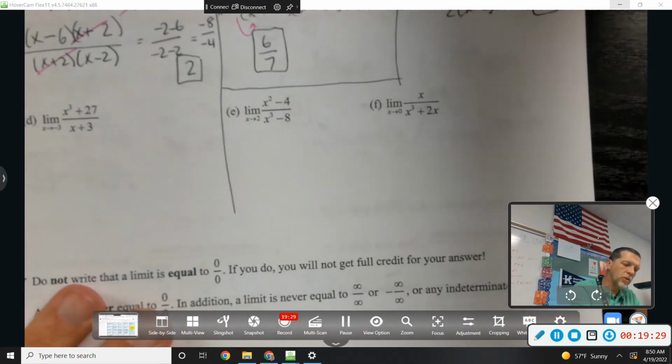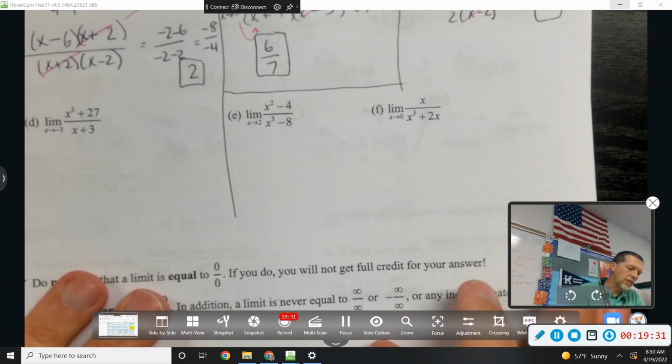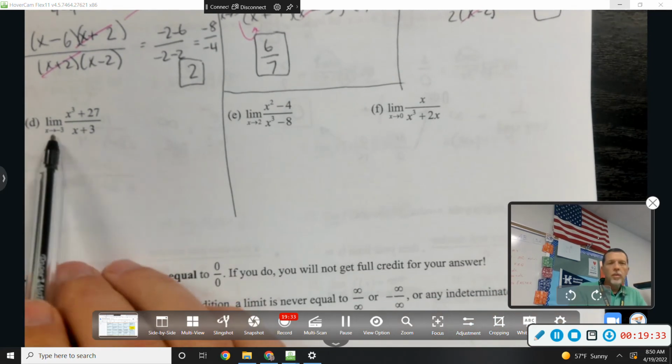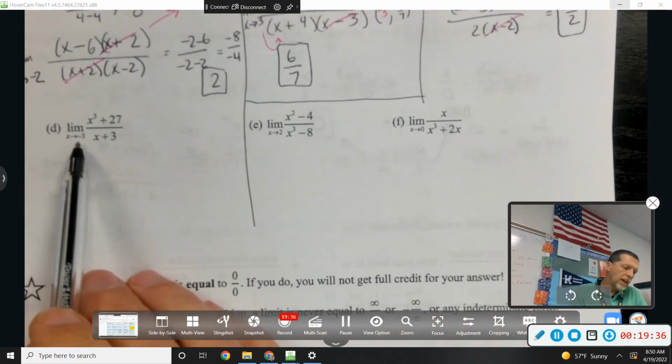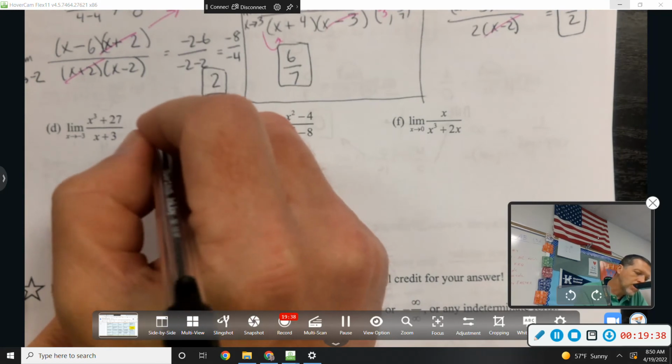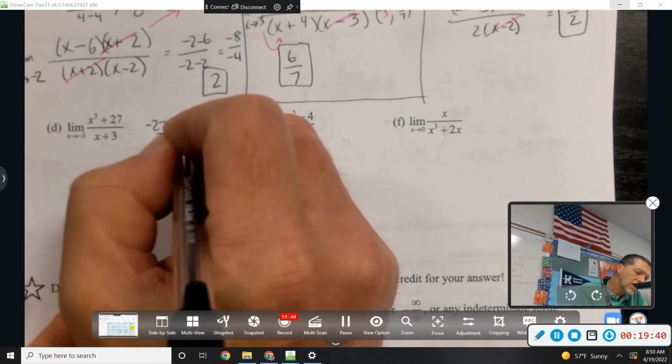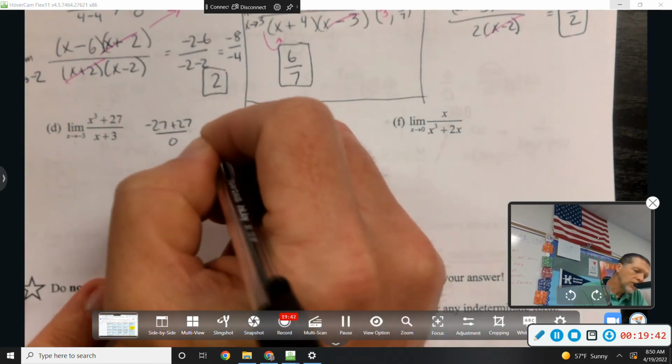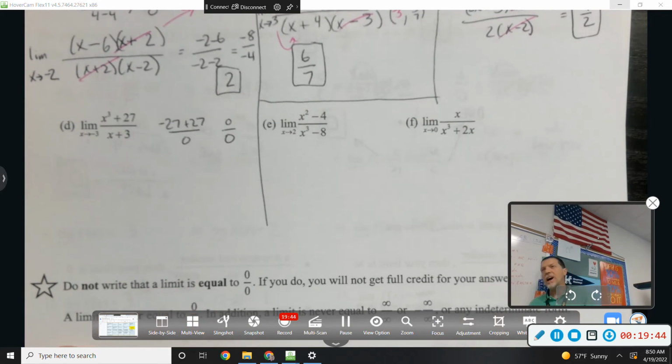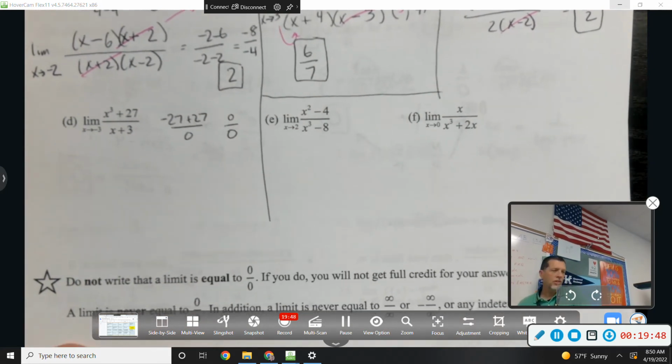Let's do one more of these. These are getting kind of repetitive here. Letter D. If I plug in negative 3, I get negative 27 plus 27 over 0, which is 0 over 0. Again, I'm carefully not writing in the equal sign because it doesn't really equal 0 over 0.